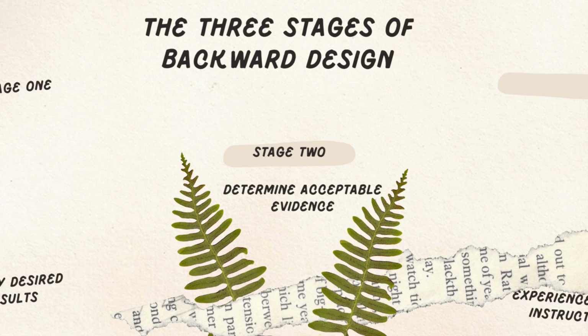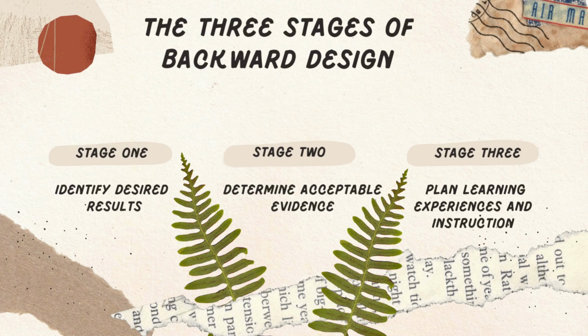There are 3 stages of backward design. Stage 1 is identify desired results. So again, we're considering the learning goals of the lesson or unit or course, asking questions like, what should students hear, read, view, explore, otherwise encounter? What knowledge and skills should students master?